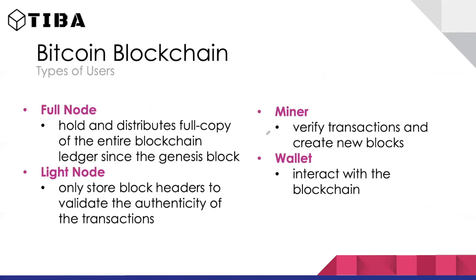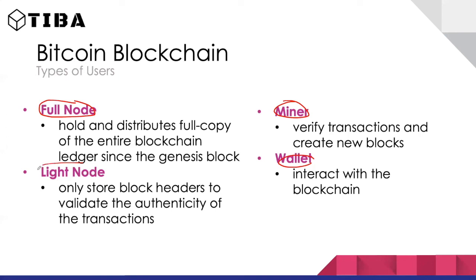So there are mainly four types of users for Bitcoin. We talk about these two. So there's the miner, basically they verify transactions and create a new block. And there's the wallet, basically users who interact with the blockchain, so you spend or receive Bitcoin. There's also a full node that basically holds and distributes a full copy of the entire blockchain from the Genesis block. So the Genesis block is the first block of the blockchain. And then what a full node does is it stores all that in its memory.